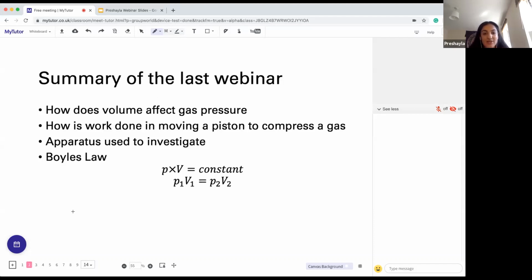The apparatus that we used to investigate Boyle's law was the cylinder of gas with the oil in, and it's attached to a pressure gauge. And so you can read the pressure gauge as you increase or decrease the volume of the gas. Then we talked about how this demonstrates Boyle's law, and at every single measurement you do, for each P, for each V, when you times them together, you're going to get the same number for every single reading. So if you want to have a refresher on that, then go ahead and go to the webinar on the YouTube channel, gas, pressure and volume.